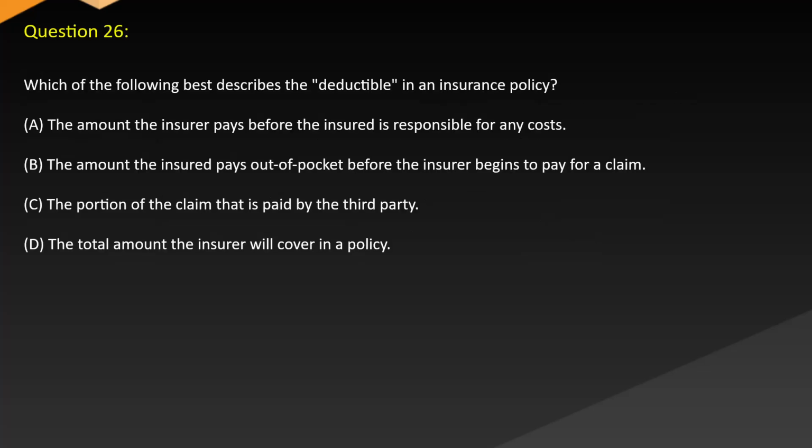Question 26. Which of the following best describes the deductible in an insurance policy? A. The amount the insurer pays before the insured is responsible for any costs. B. The amount the insured pays out of pocket before the insurer begins to pay for a claim. C. The portion of the claim that is paid by the third party. D. The total amount the insurer will cover in a policy.